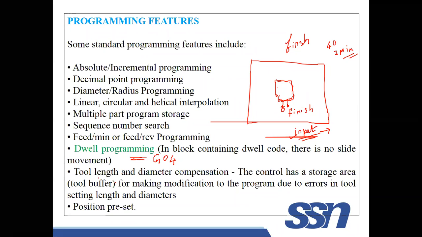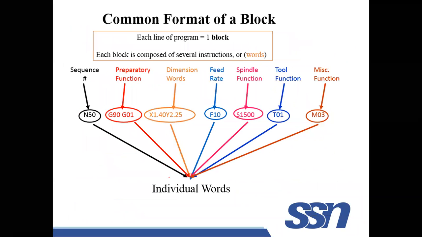Next is tool length compensation and diameter compensation. I will be explaining that in the next slide. So this is the one block format. The first one, starting with letter N, refers to the sequence number or line number. It can start from 1, 2, 3, or 5, 10, 15. This is also okay, for identification of the line.